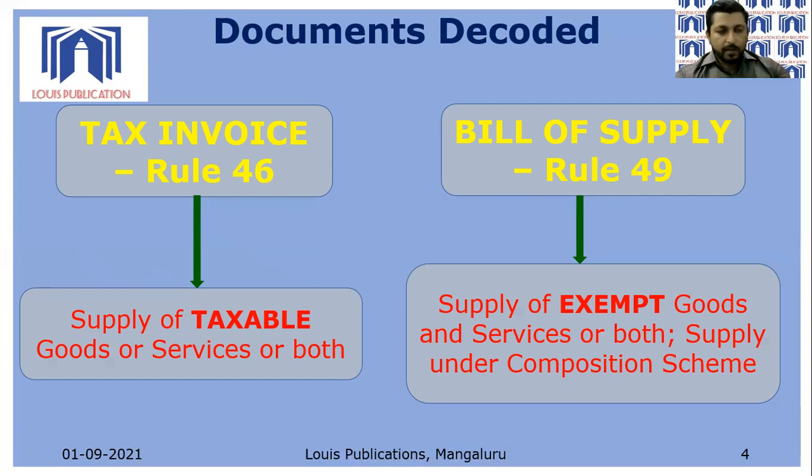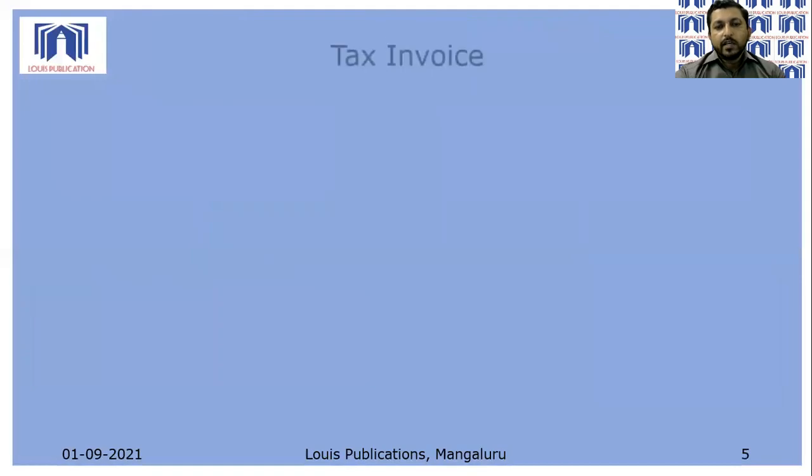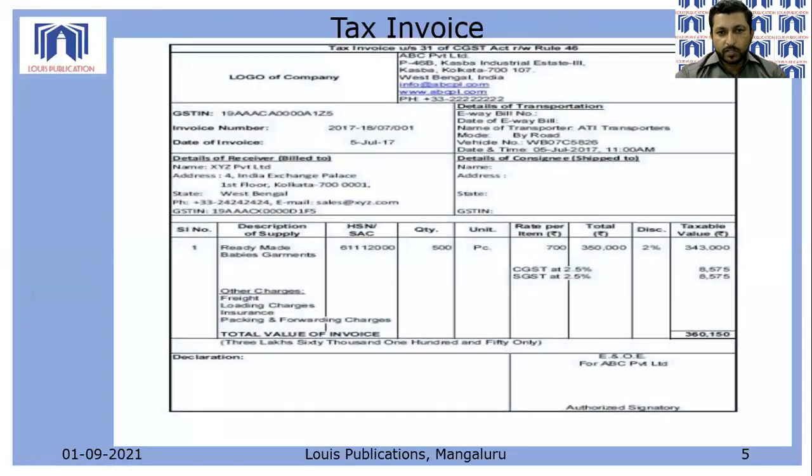Whereas a bill of supply will not show the GST amount at all, because there's no question of GST when a bill of supply is issued. Let's look at an image of a tax invoice and understand each of its features. This is basically how a tax invoice looks. What are the contents we have?